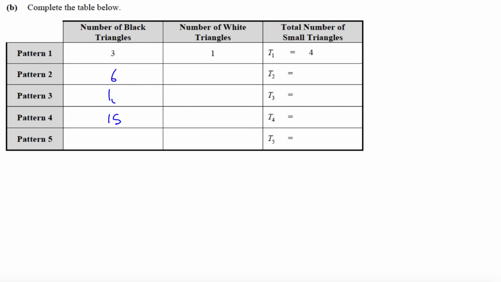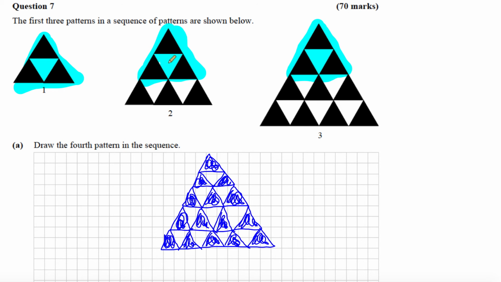Right, that's a 10 there. So we can see the pattern as we're moving down then. We haven't drawn pattern 5, but we can see we're going up 3, up 4, up 5. So now we're going to go up 6, so that means this would be 21. And then we're going to look at the white triangles. So we've got 1, 3, 6, and then here we have 10.